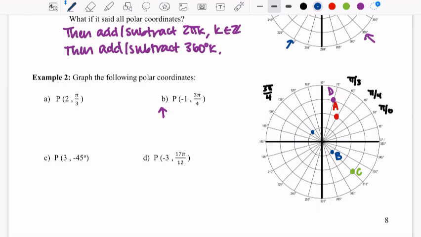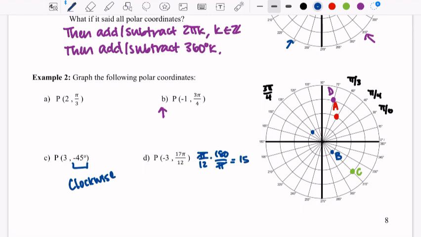For C, okay, we had -45 degrees, so that tells me that we are going clockwise. And then for D, we have a couple of things going on. So first we have -3 and then 17 pi over 12. We're not usually going in terms of pi over 12s, but if I wanted to figure out how many degrees pi over 12 would be, I can convert that. So pi over 12 times 180 over pi, and that's going to lead me to 15. So every 15 degrees is a pi over 12.